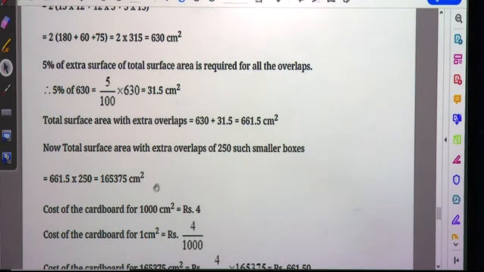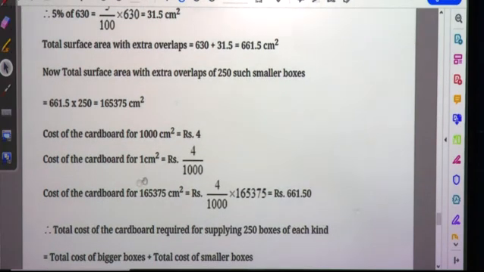1,65,375 centimeter square. Cost of the cardboard for 1000 centimeter square is equal to rupees 4. So, cost of the cardboard for 1 centimeter square is equal to rupees 4 upon 1000. Cost of the cardboard for 1,65,375 centimeter square is equal to rupees 4 upon 1000 into 1,65,375, which is equal to 661.5. This much is the amount for the smaller boxes.